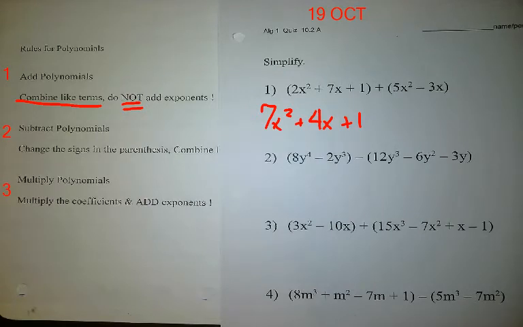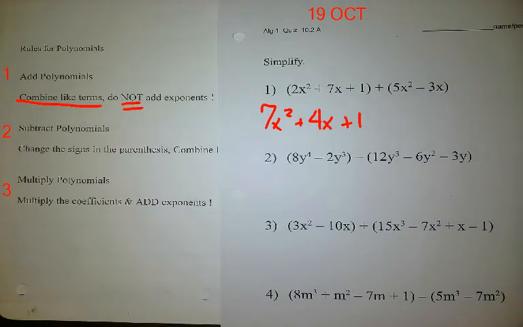Let's skip number 2. Let's do number 3. Number 3 is addition. We'll come back to subtraction. There's different rules. Number 3, we have to combine like terms and do not add the exponents. Right? So I didn't add 2 plus 2 to make x to the 4th. That's not allowed. So here, I've got 3x squared and 10x. This is a binomial. And then this is a polynomial. Remember, it has 4 terms, and we just call it poly.